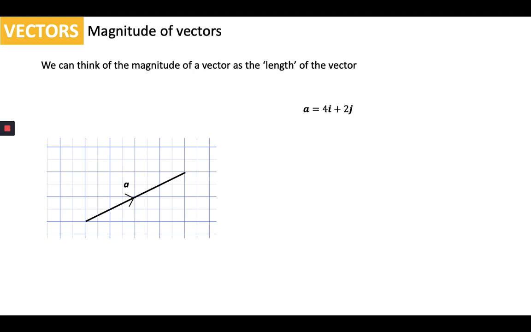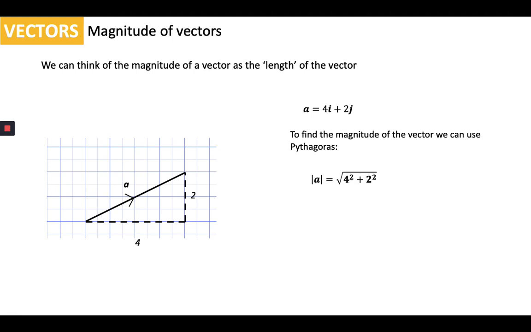Now, if that vector A is 4i plus 2j, 4 steps across, 2 steps up, then I can use Pythagoras. My right angle triangle has lengths 4 and 2, and so I can plug it into the Pythagorean theorem. Now, this is some new notation.